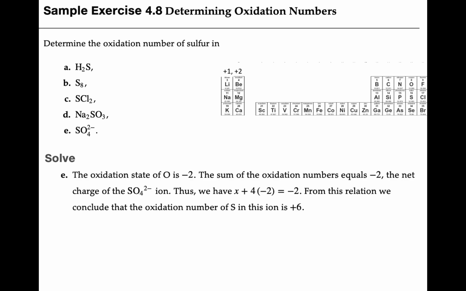And then finally, for the sulfate anion. Oxygen again, -2. The overall charge is -2, so I have 4 oxygen atoms, each at -2. The overall charge is 2-, so the final thing that I would solve for would be the sulfur itself.